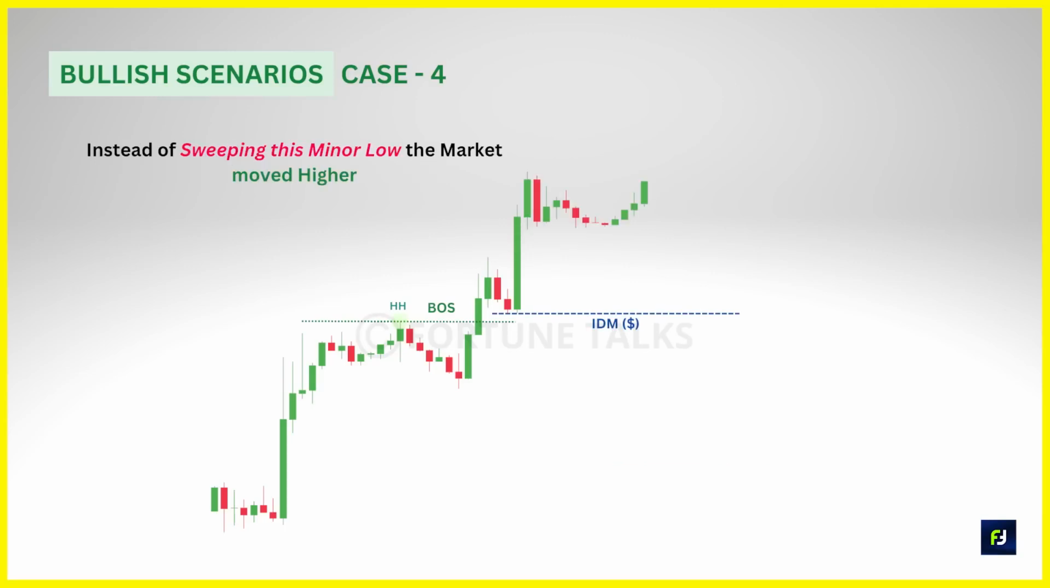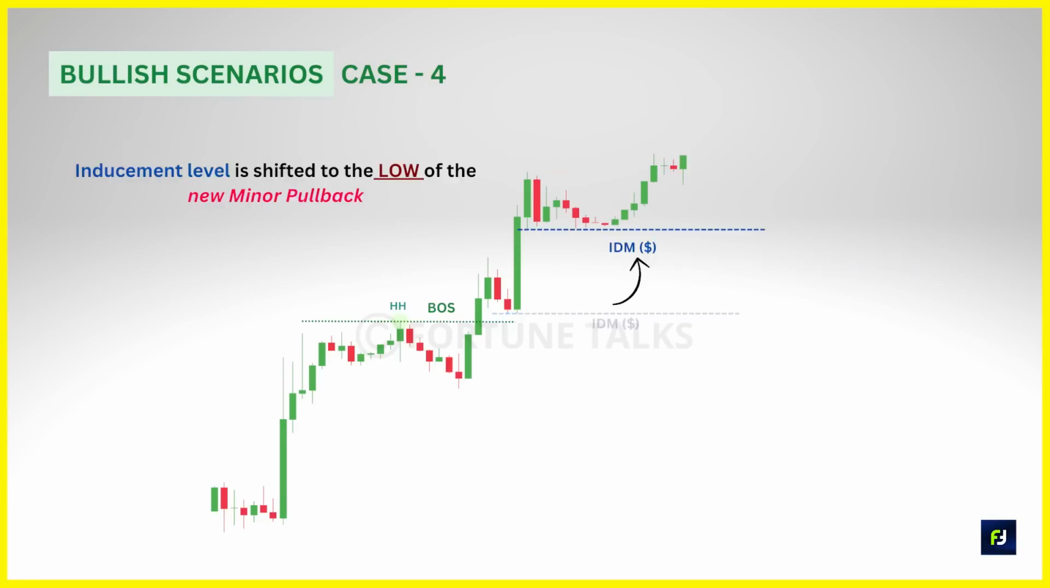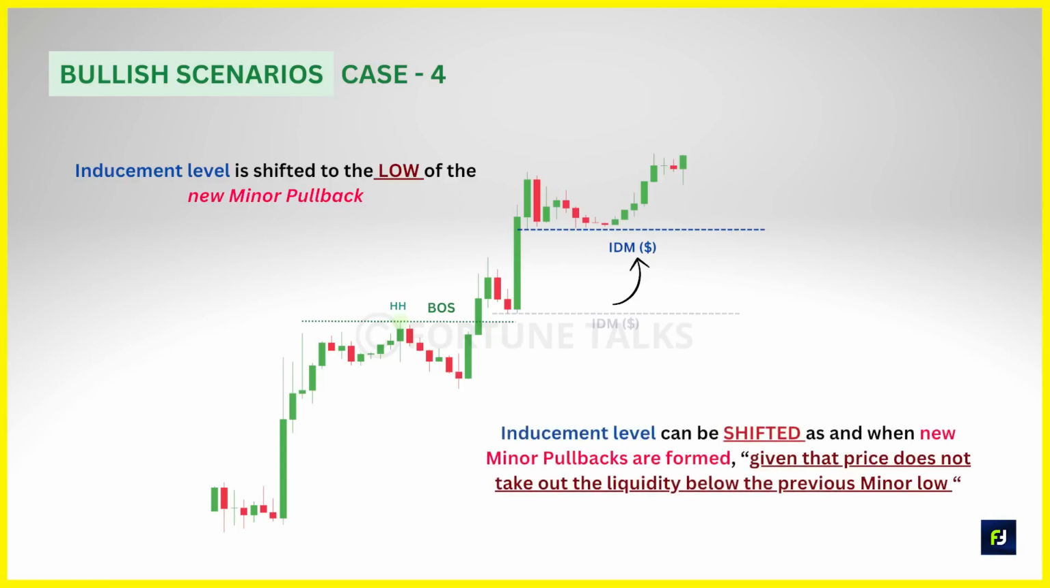No, the price did not come back. Instead, the market moved higher and then it formed another minor pullback. Now, what will we do? If such a case takes place, we should shift one inducement level forward to the low of this newly formed pullback. And even if the price doesn't take out this new inducement level and it moves higher and then creates another pullback, then without any doubt, we should shift our inducement line to this new low formed.